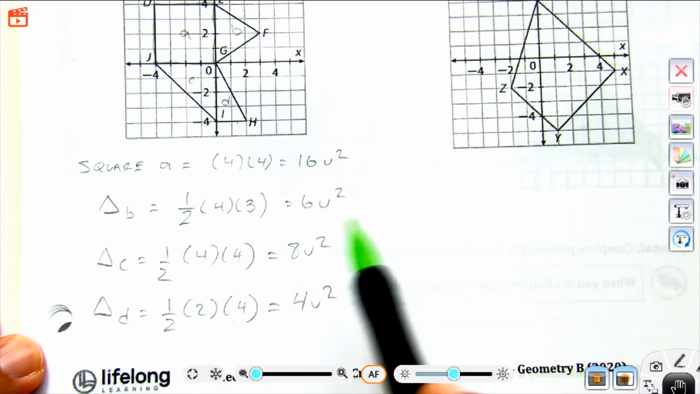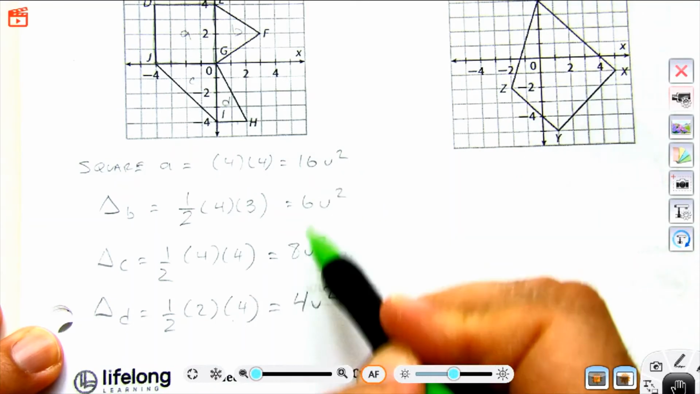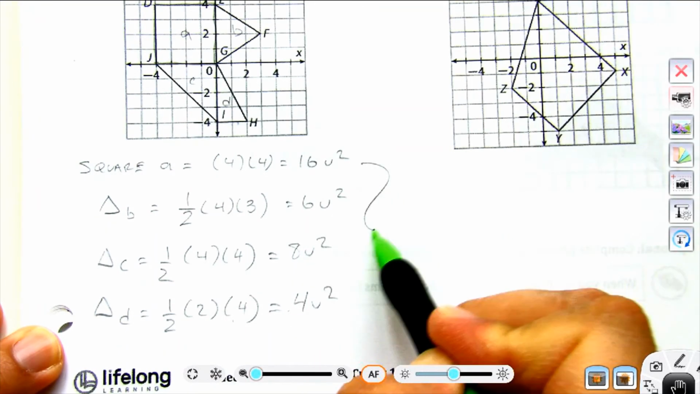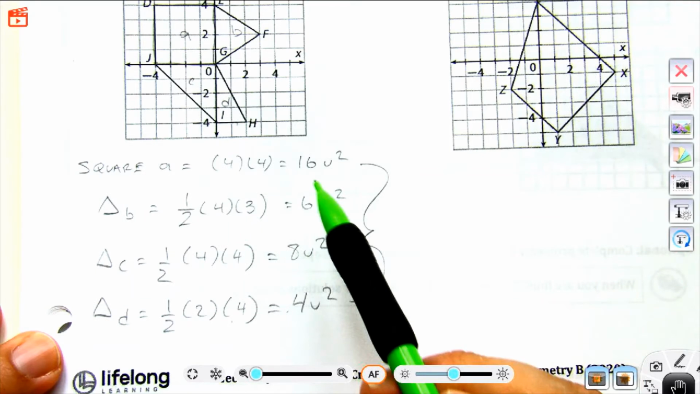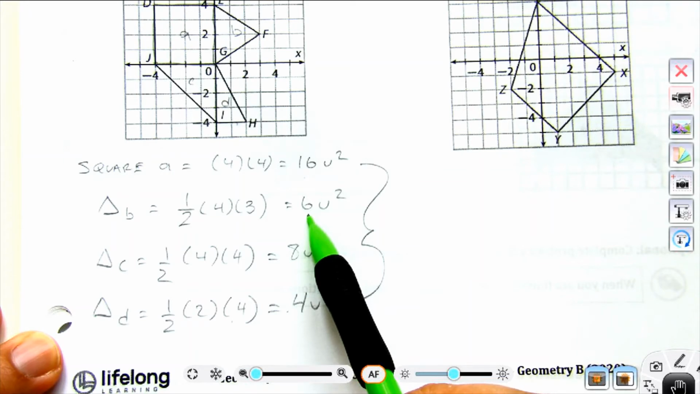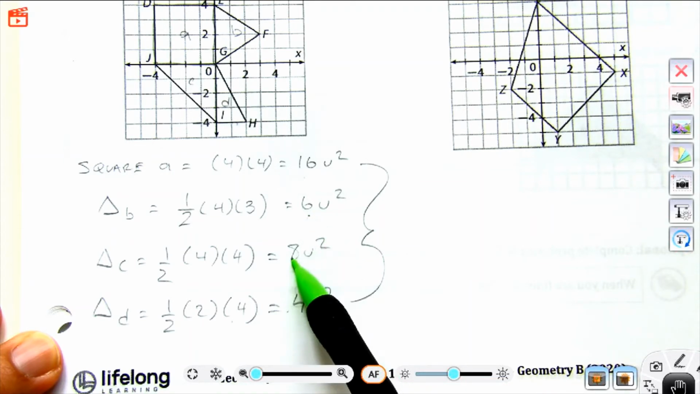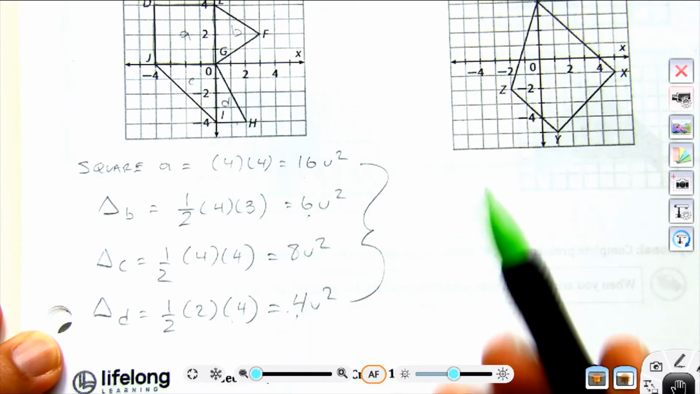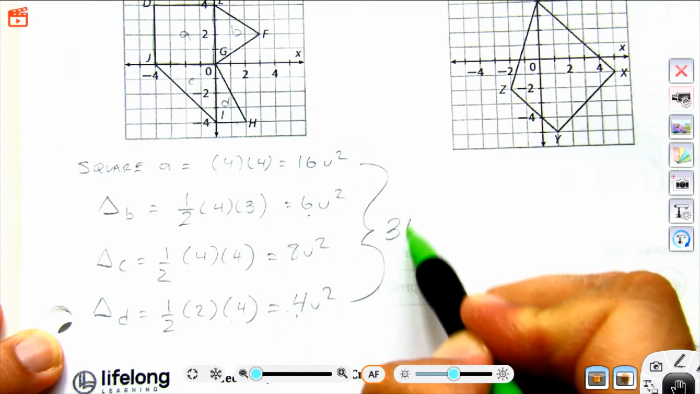So then what we need to do is take the sum of these. 16 plus 6 is 22. 24 plus 8 is 32. 32 plus 4 is 36. So this would be 36 units squared.